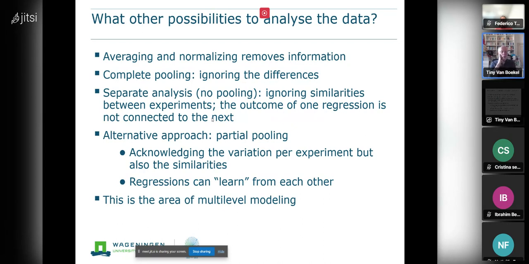And so the alternative approach is what is called partial pooling, which is done in multi-level modeling. What you then do is that you do acknowledge the variation, but you also acknowledge the similarities between the experiments or observations. And basically what you are doing then is that the regressions are learning from each other. They become connected, and the information from one regression is used in the other regression. And that is what is called multi-level modeling.